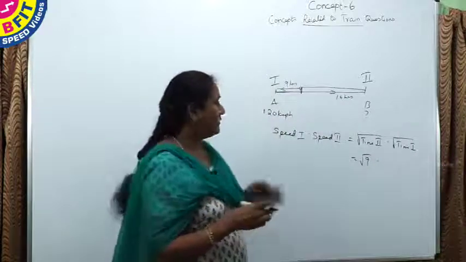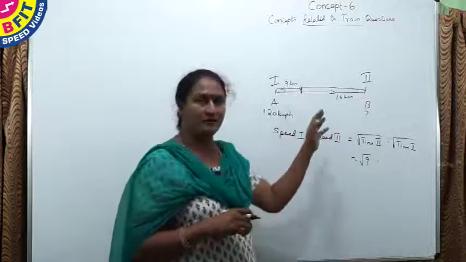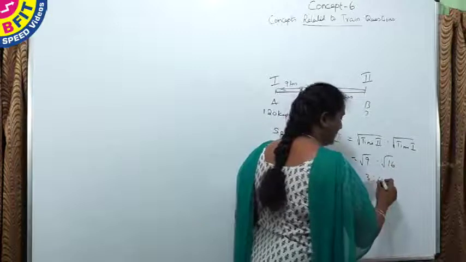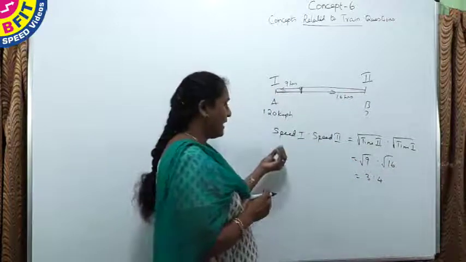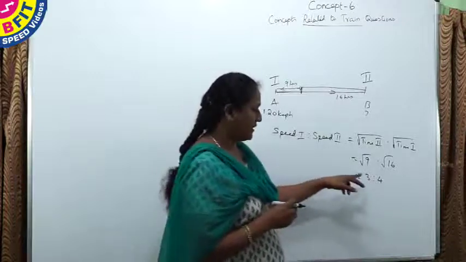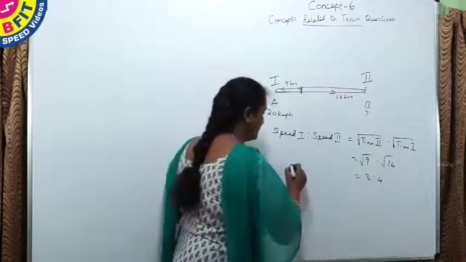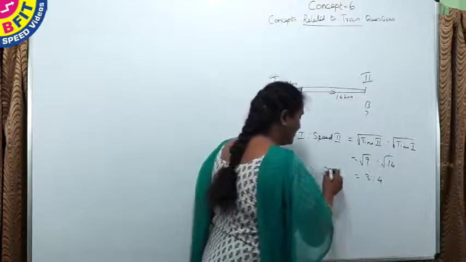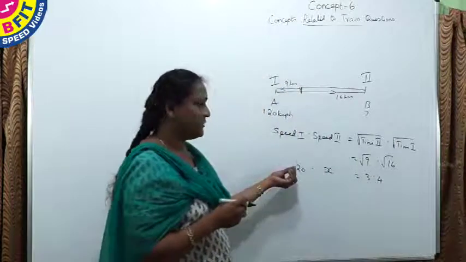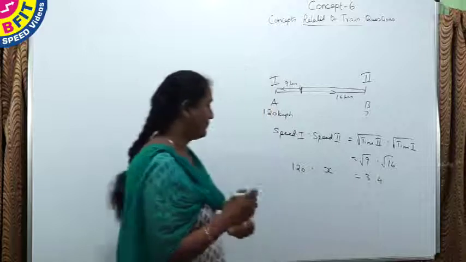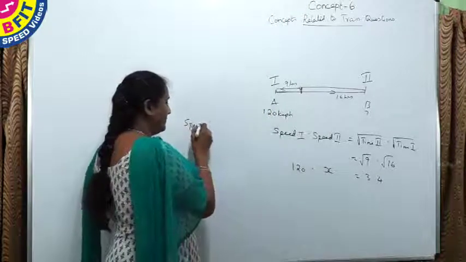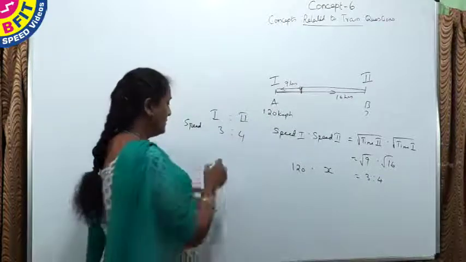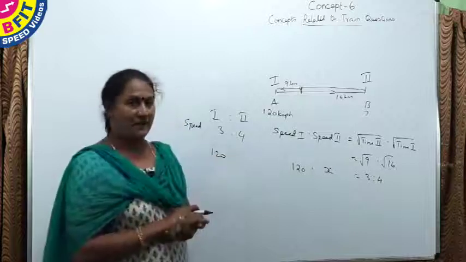And what is the time taken by the first train to reach B after crossing the second train? It is 16 hours, so root of 9 to root of 16, which is equal to 3:4. And the speed of the first train and second train will be in the ratio of 3:4. The speed of the first train is given as 120 kilometers per hour, and the speed of the second train is needed. So the speeds are in the ratio 3:4.